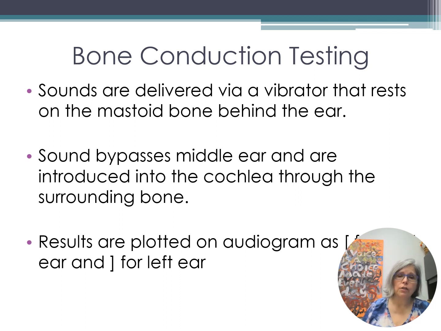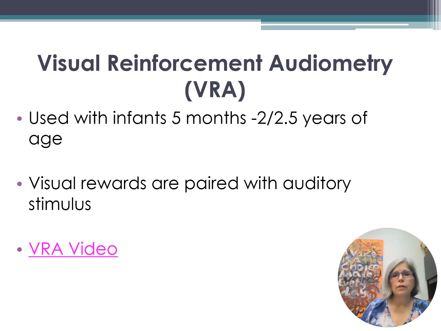Then the results are plotted on the audiogram, as I showed in the previous slide, with the brackets for the right and left ears. That bone conduction allows us to tell the difference in conductive versus sensorineural hearing loss versus mixed. I apologize for moving ahead too fast. I added that sentence at the last moment. So when we're talking about children specifically, we may have to make some adjustments to how we do an audiogram.